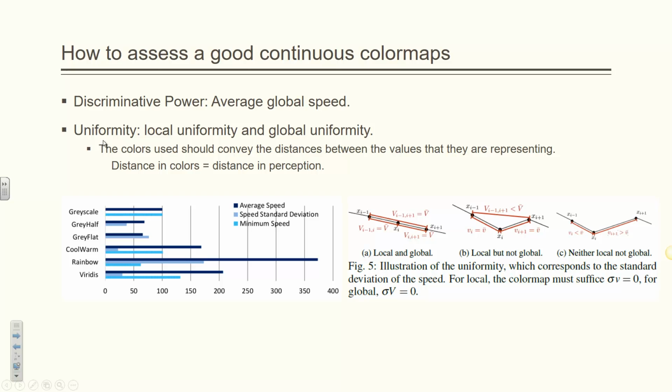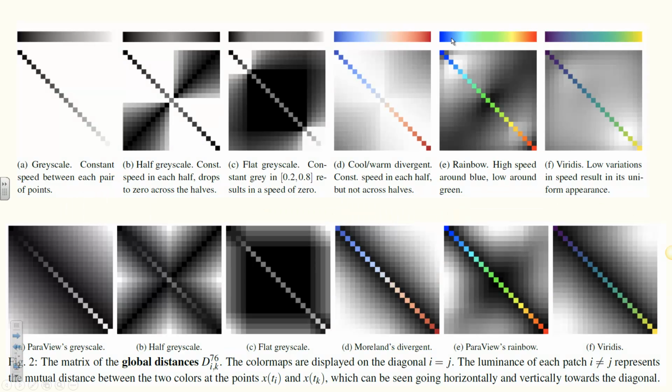And the discriminative power here tells us how well the colors are distributed over the color space according to the data we put in. In other words, the discriminative power will tell us if it is easy for us to discriminate different values from the map. This paper used the average global speed as an indicator of discriminative power. So the rainbow map here has the greatest average speed, so it has the most discriminative power, which makes sense because when we see the rainbow map here, we can easily tell there are more colors than in the black and white color map here.